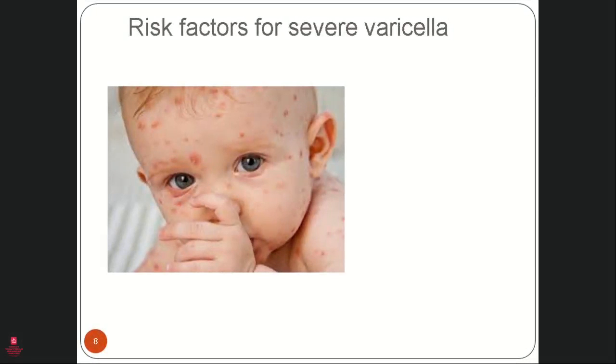Risk factors for severe varicella in neonates are as follows. A neonate's first month of life is a susceptible period for severe varicella, especially if the mother is seronegative. Early delivery, delivery before 28 weeks gestation, also renders a baby susceptible because transplacental transfer of immunoglobulin G antibodies occurs after this time.